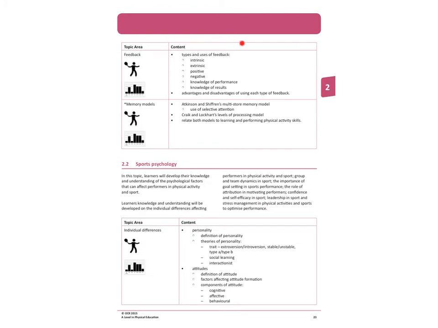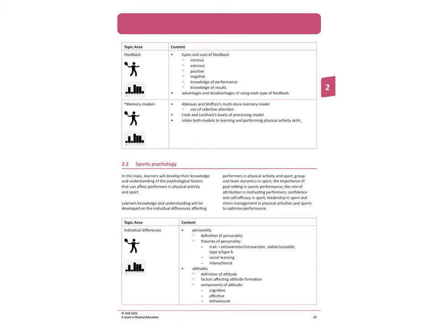And then we've got the skill acquisition finishes here. Now remember, if you see a little asterisk there, for example, the memory models, you don't need to know that for AS. That is only for the A-level students. So if you are going to sit the AS paper, you don't need to know memory models. Okay, then moving on to 2.2, we've got sports psychology.